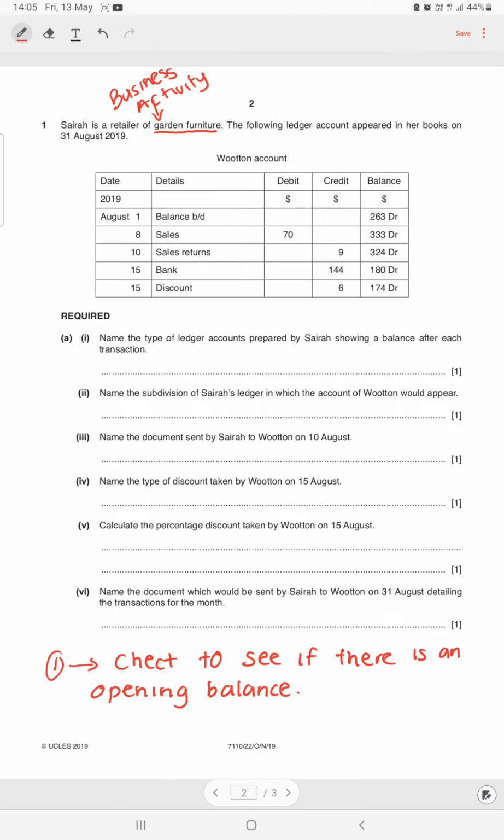So first thing is, if we go through the question, I can see that on 1st of August there is indeed an opening balance. That's how we figure it out. And we can see that it's on the debit side. It says $263 on the debit side. So what type of ledger accounts have opening balances on the debit side? Just one, asset accounts. Only asset accounts have a balance brought down, that is an opening balance, on the debit side.